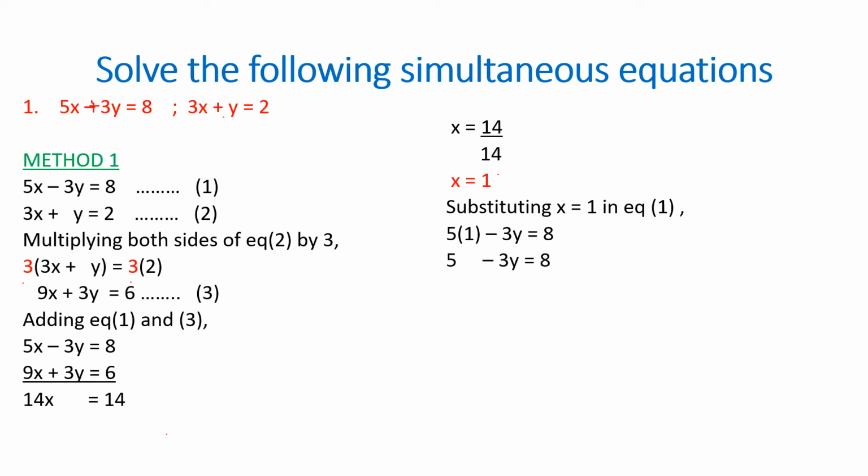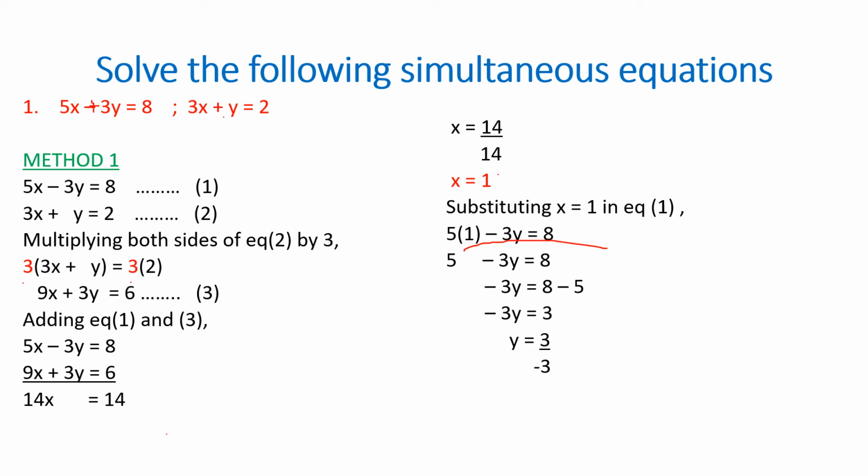When I multiply 5 and 1, 5 into 1 will be 5, minus 3y is equal to 8. Since I have to find out the variable y, I have to shift 5 to the other side. When it goes to the other side, plus 5 becomes minus 5. And hence, we get 8 minus 5, which is 3. Now I want to find out only y, so I'll keep y alone and minus 3 will go there. That will be the division, right?